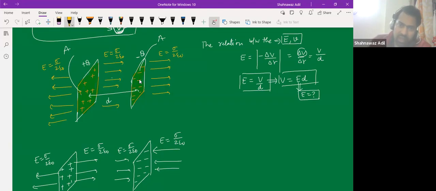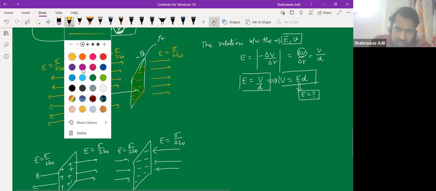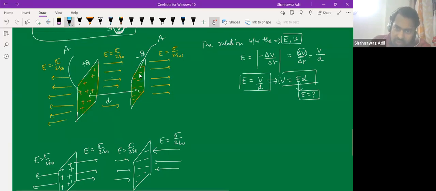Now we have calculated the electric field of this plus Q. Now let us write the electric field of minus Q. For minus Q, in this region, the electric field would be in this direction, and how much would this be? This would be again sigma by 2 epsilon naught. And in the right hand side, what would be the direction for minus Q? Left or right?